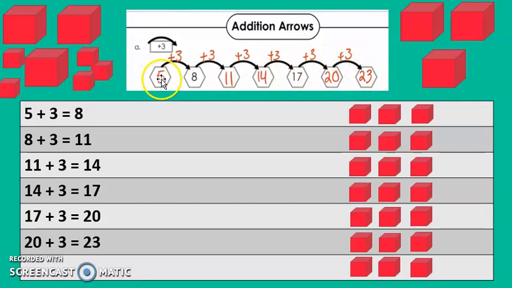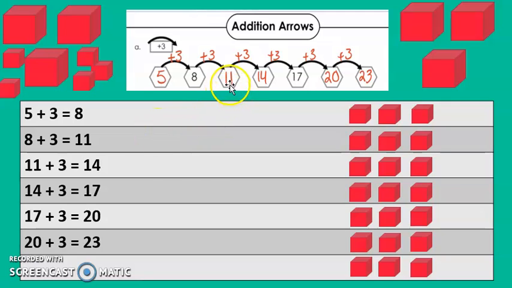So look, watch me. 5 plus 3 equals 8. Make sure you have that here. You're going to come to this next line and see if that matches this one. Watch. 8 plus 3 equals 11. Look, 8 plus 3 equals 11.